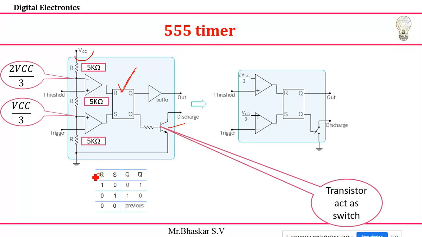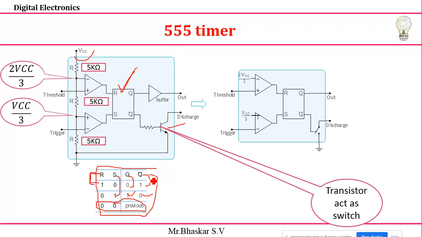Remember, if the R value is 1, it is reset. Reset means the Q value is 0 and the Q bar value is 1. Next, suppose the S value is 1 and R is equal to 0. Then the Q value is 1 and the Q bar value is 0. If both values are 0, there is no change. And 1 1 means we are not going to use that operation. This is just the truth table of your SR flip-flop.